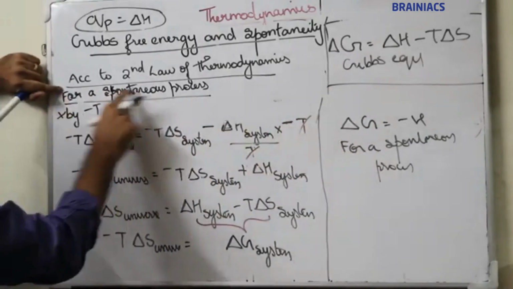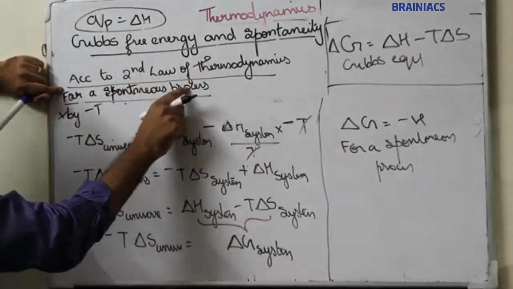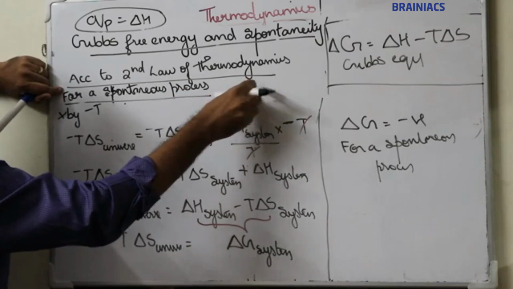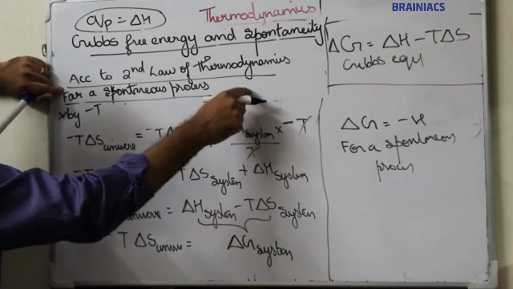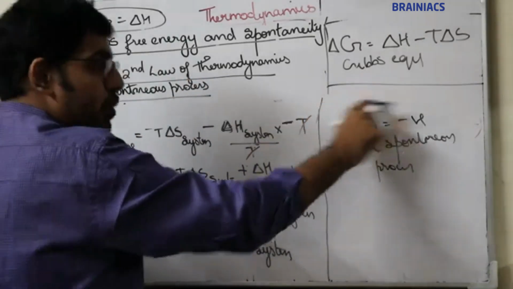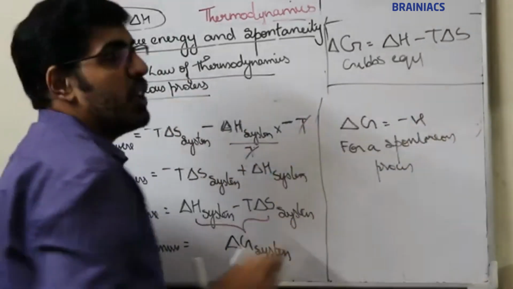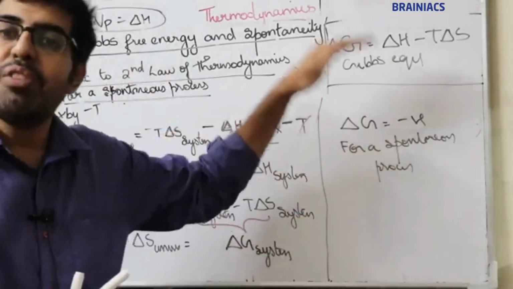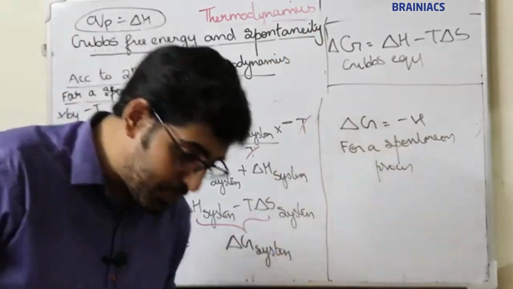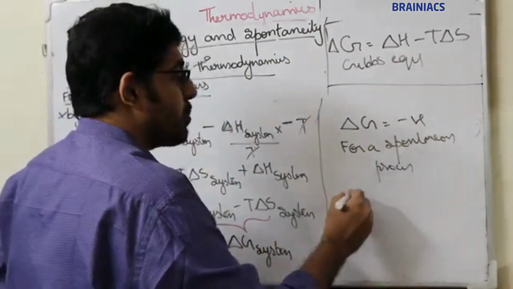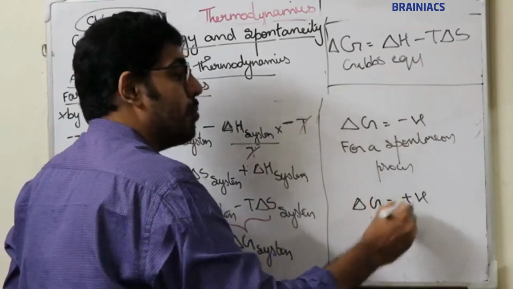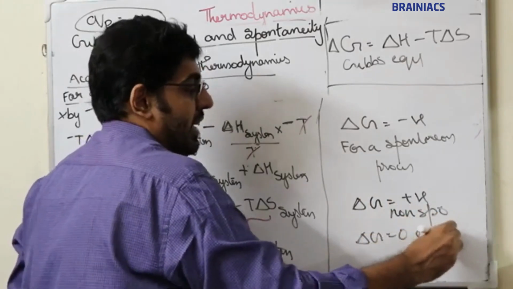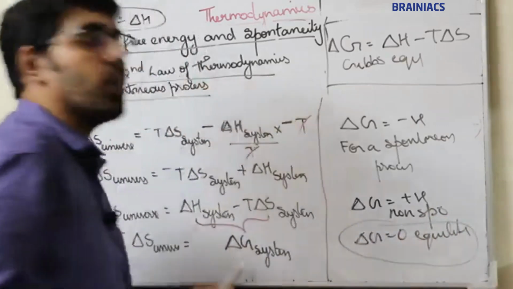So according to the second law, for a spontaneous process, delta S universe is equal to delta S system plus delta S surrounding, and for delta S surrounding we substituted minus delta H system by T. After doing that, we got this. That means for a spontaneous process, delta G value will be negative. This is how we came to know delta G value will be negative for a spontaneous process. For a non-spontaneous process, delta G value will be positive. And for equilibrium, 0.